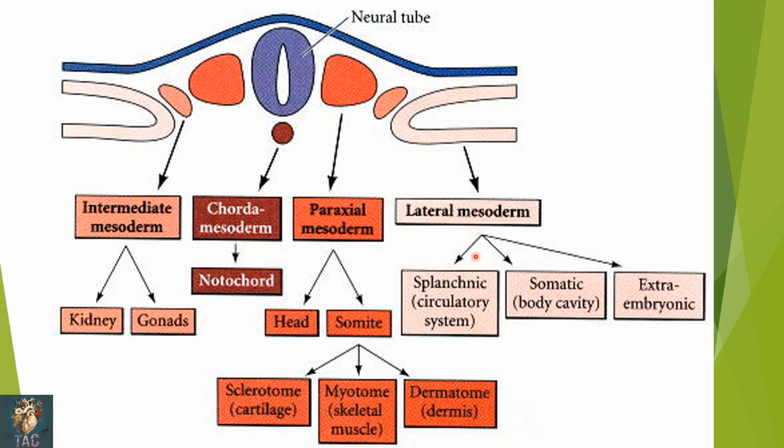Then the lateral plate mesoderm will form the splanchnic mesoderm, the somatic mesoderm and also contribute to the extra-embryonic mesoderm. Similarly, the intermediate mesoderm, which is present between the paraxial mesoderm and the lateral plate mesoderm, will develop into the kidneys and the gonads. So these are the different mesodermal derivatives which will form different tissues in the human body.